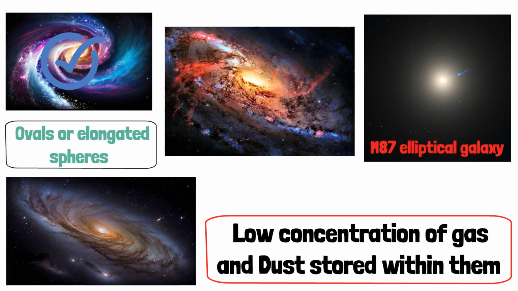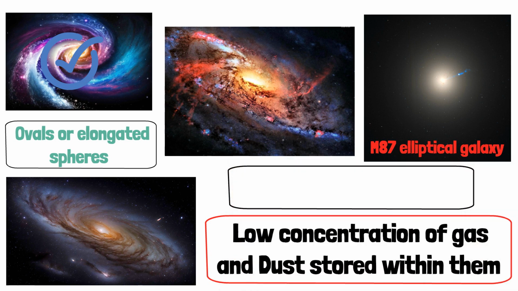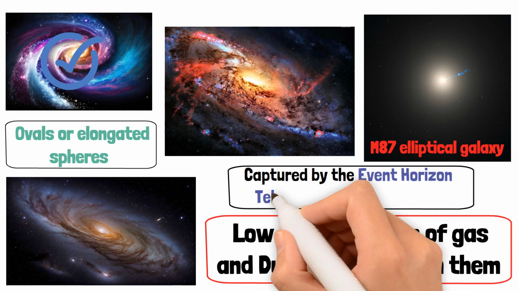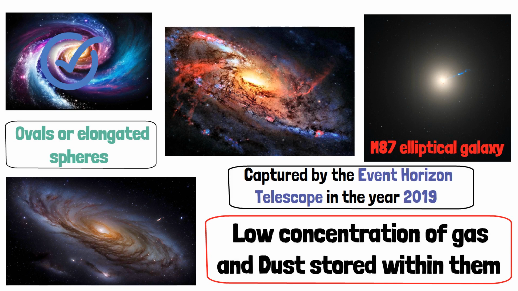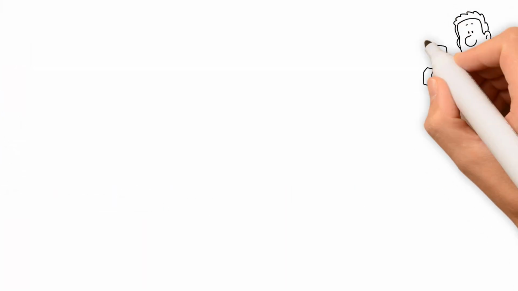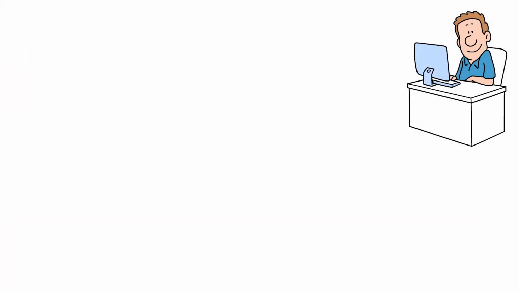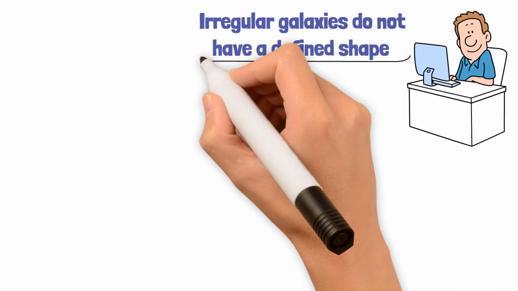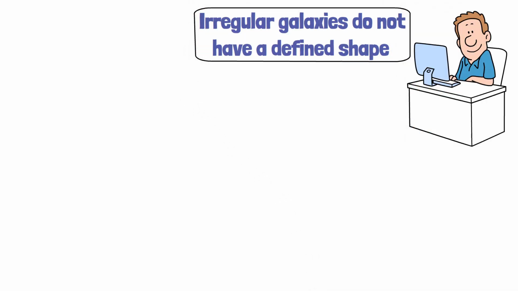It is specifically famous for its supermassive black hole, which was captured by the Event Horizon Telescope in the year 2019. In addition to the fact that they frequently give the impression of being in a state of disarray, irregular galaxies do not have a defined shape. This is because irregular galaxies are not symmetrical.